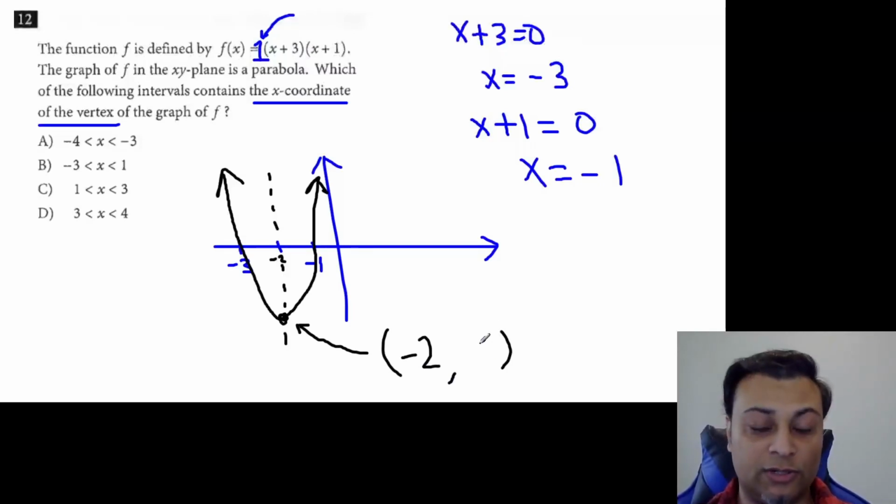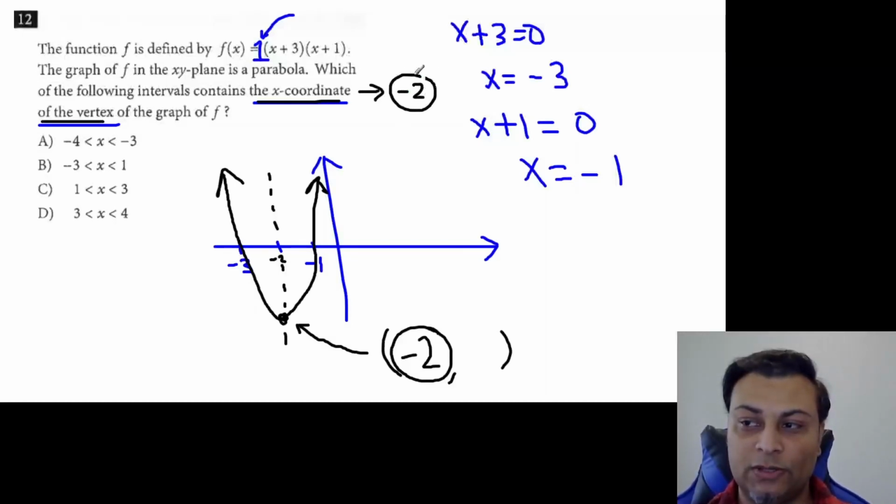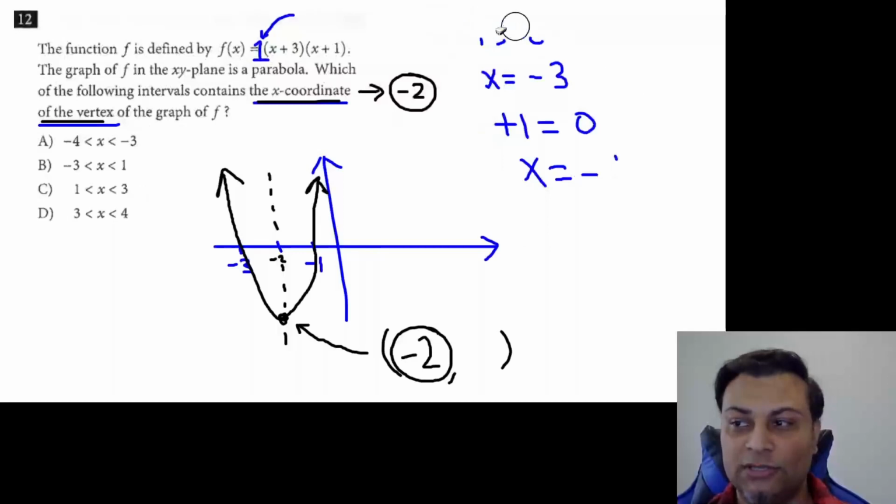We're not interested in the y-coordinate. All we care about is the x-coordinate is -2. So the x-coordinate of the vertex, well, that is -2. Okay, now the question is, which of these 4 intervals contains -2? So let's see what these intervals look like on a number line.